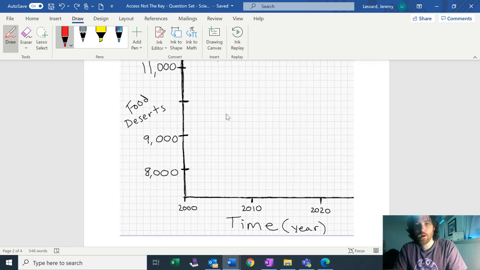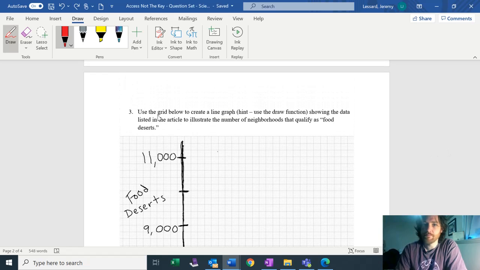And so we might want to make points at certain places on this graph. We might want to connect our points. It's not easy to make super straight lines, but you can get the basic idea of how to make this graph. And you're going to use data from the article. The data is not provided for you here. You need to find it in the article.